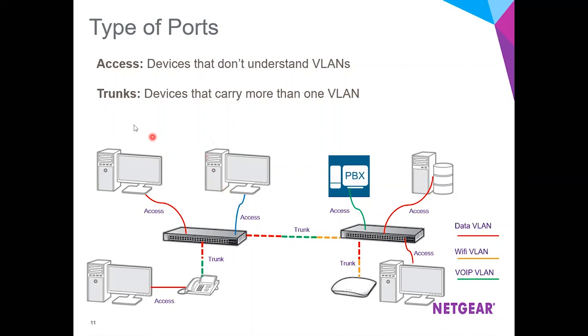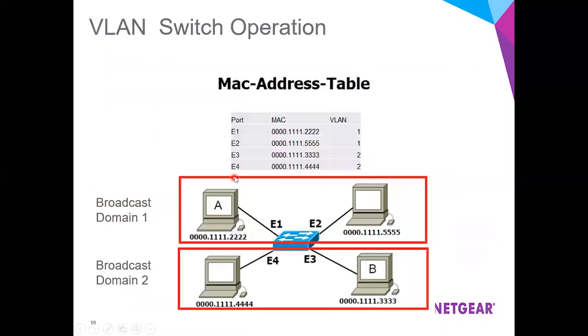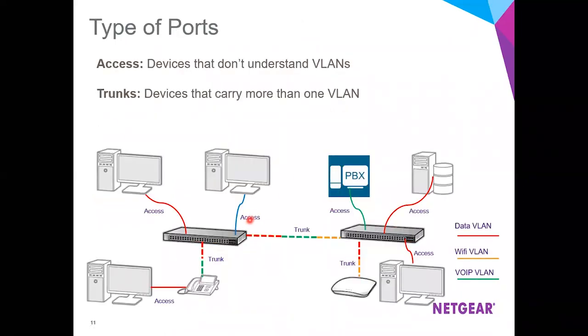So the type of port is really important to understand how VLANs work. As we saw in the first slide, we configure the port to belong to each VLAN. But what happens when we want to extend the network? For example, what happens when I want to connect switch one to switch two? Which VLAN should this port belong to? Should it be the data VLAN, or the Wi-Fi VLAN?